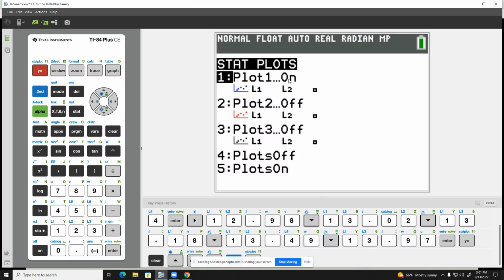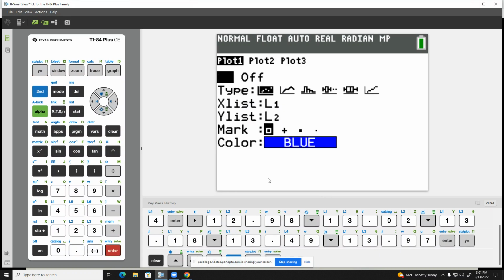You'll notice that plot 1 is turned on. You'll notice that plot 1 is using list 1 and 2. It's creating a scatter plot, and I can check all that if I hit enter here. So I want it on. I want the first type, the scatter plot, the points. I want it to use list 1 and 2.